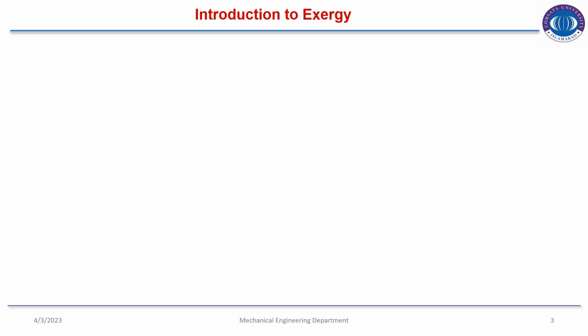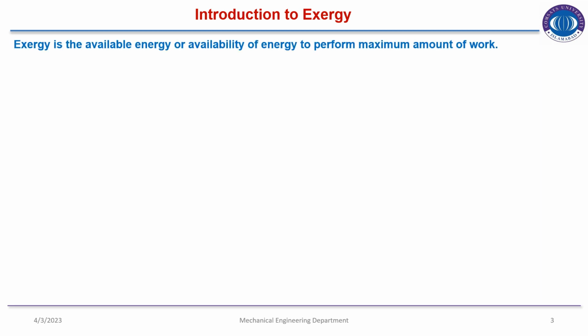This is the continuation of the second law of thermodynamics. As you know, the concept of available energy and the concept of wasteful energy arises from the second law of thermodynamics. There are a couple of definitions. First we will go through them. So exergy is the available energy or availability of energy to perform maximum amount of work.